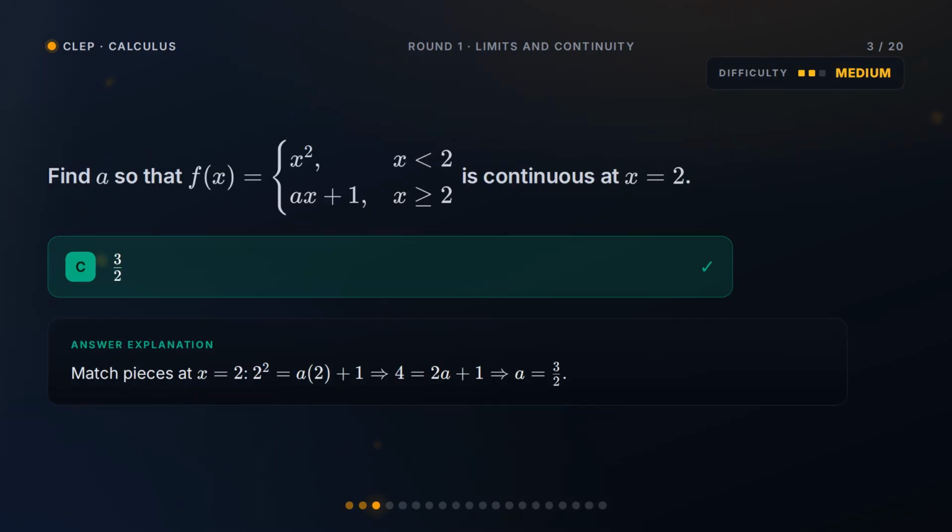Set the two pieces equal at x equals 2. 2 squared is 4, and a times 2 plus 1 is 2a plus 1. So 4 equals 2a plus 1, giving a equals 3/2.